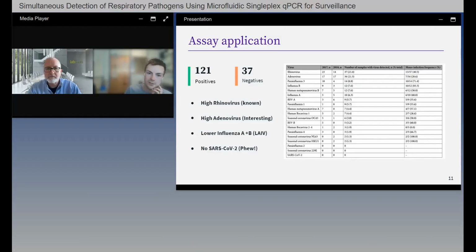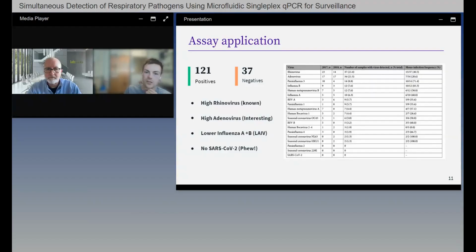Lower than expected influenza detection, but this is probably due to a lot of these children being vaccinated against influenza. So that is expected. It's not a true reading of incidence of influenza within this cohort, within that country, because of where the samples were taken from in this study.